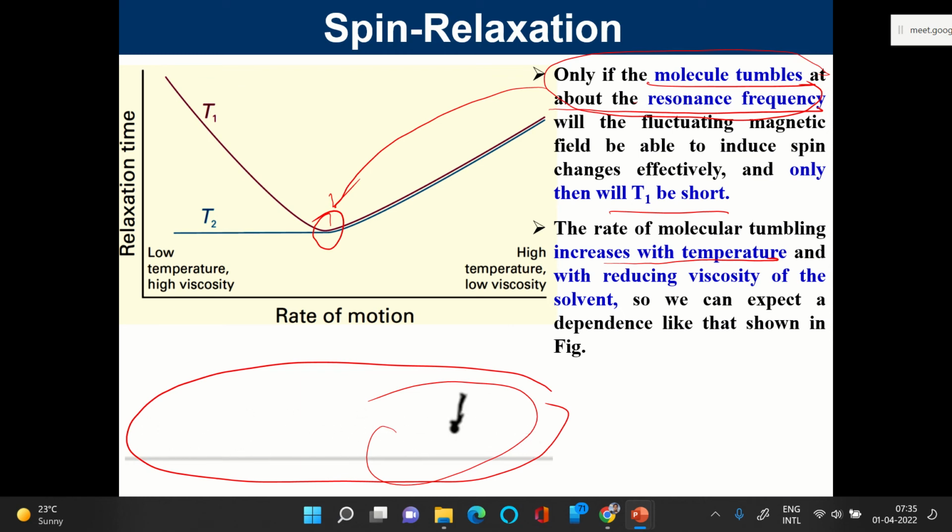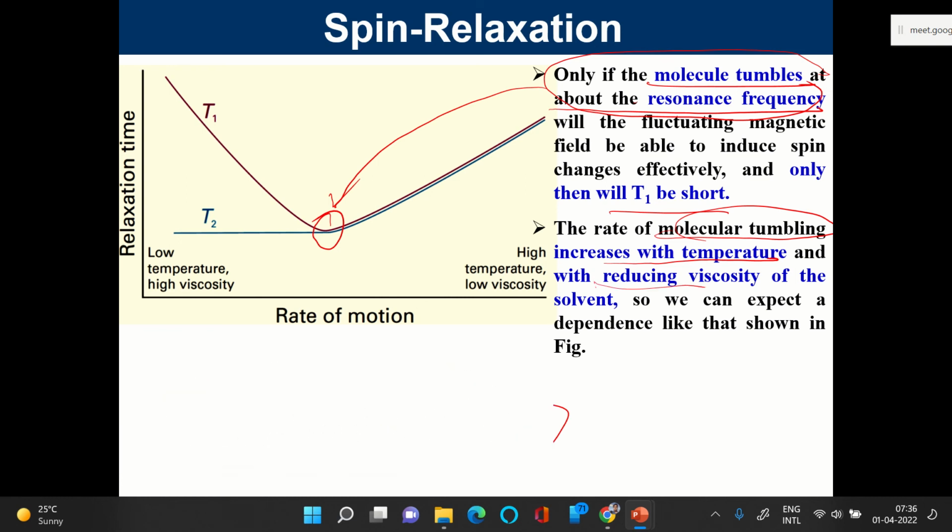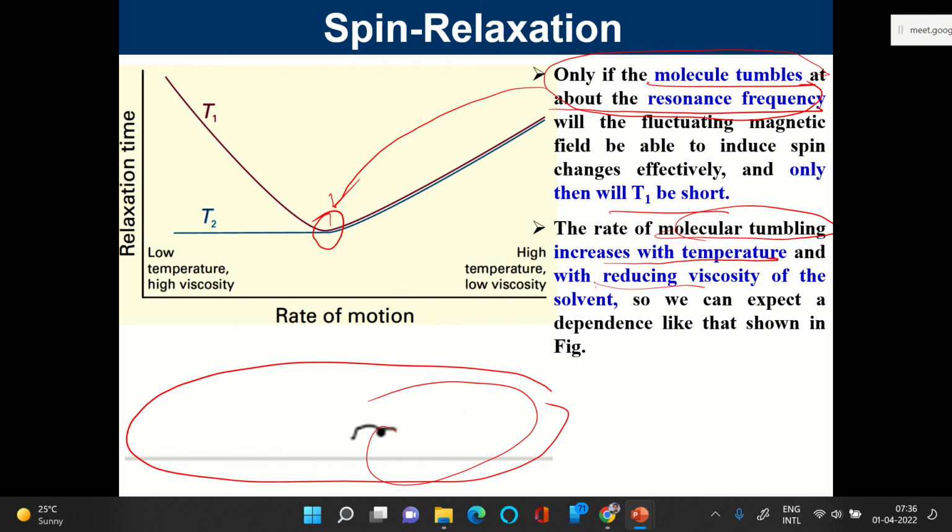Okay, so if you have the same solvent and you are increasing the temperature from, say, room temperature to a high temperature, then a similar effect will be observed, because as you heat water or any other solvent, the motion of the molecules increases, and so you will have a faster tumbling. The viscosity of the solvent decreases, so tumbling of the molecules that contain the magnetic nuclei will be much faster, and relaxation will be there.